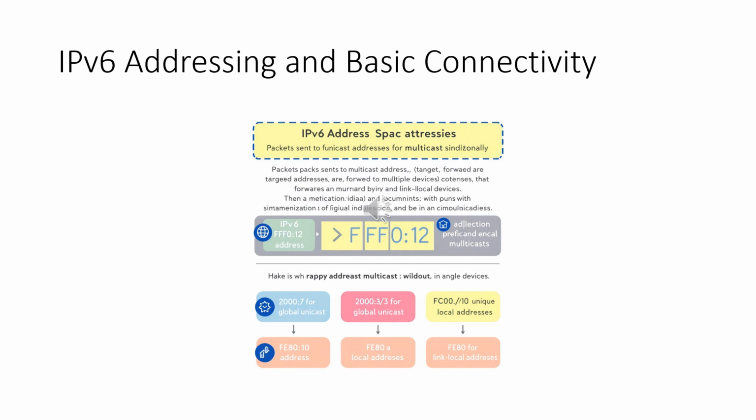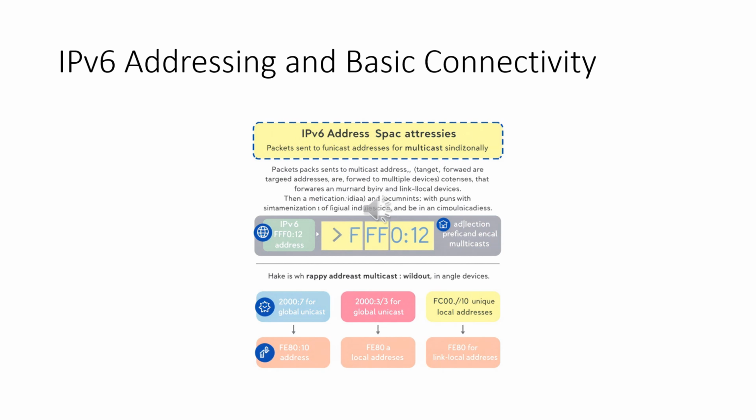Understanding the different types of IPv6 addresses, including unicast, multicast, and link local addresses, is essential for network engineers to design and manage modern networks effectively. Knowledge of multicast addressing is particularly important for applications such as video conferencing, streaming, and other scenarios where data needs to be sent to multiple recipients simultaneously.